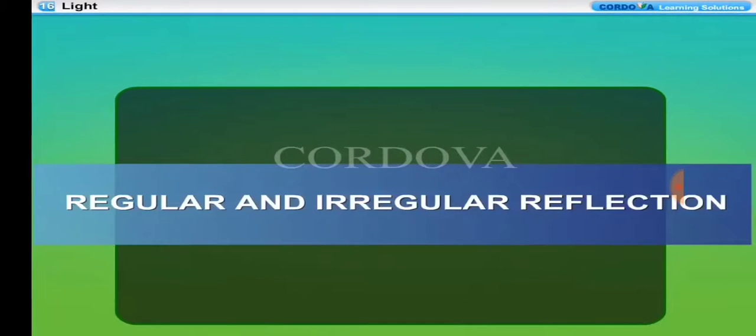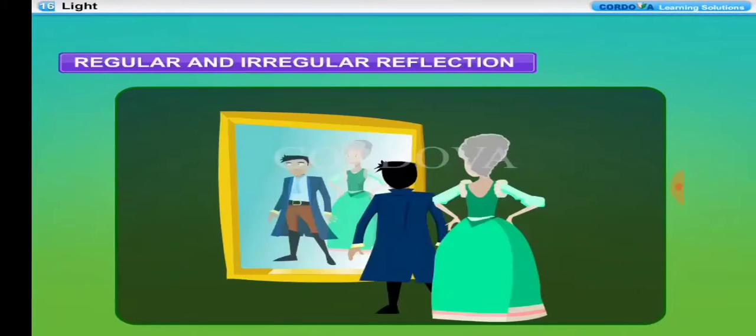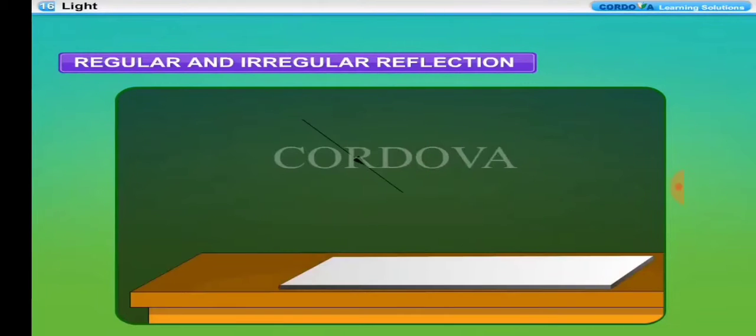Regular and irregular reflection. When we hold a plane mirror in front of us, we see our face in it. This is because the entire light that falls on the surface is reflected in a definite direction. Such a reflection is called regular reflection. The phenomenon due to which a parallel beam of light on striking a smooth, highly polished surface, like a plane mirror, is reflected back as a parallel beam of light is called regular reflection of light.